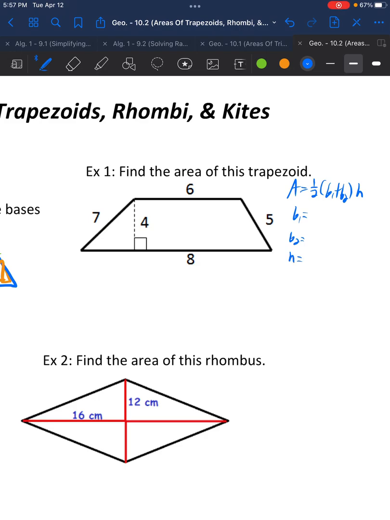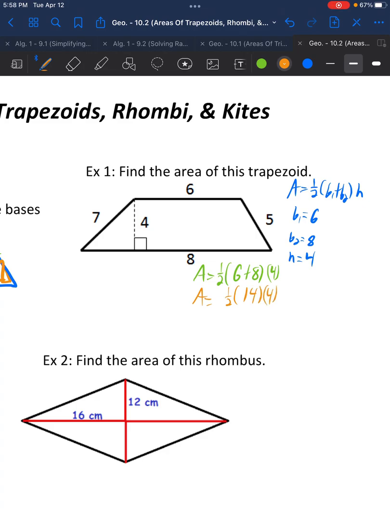Base 1 and base 2, which one's which doesn't matter, as long as one is 6 and one is 8, either order is okay. And the height has to be 4 because it's the distance between the bases and it's perpendicular to both bases. So we plug all these numbers into our formula. We end up getting area is equal to 1/2 (6 plus 8) times 4. We have to do the addition here before multiplying with any other number. So we end up having 1/2 of 14 times 4.